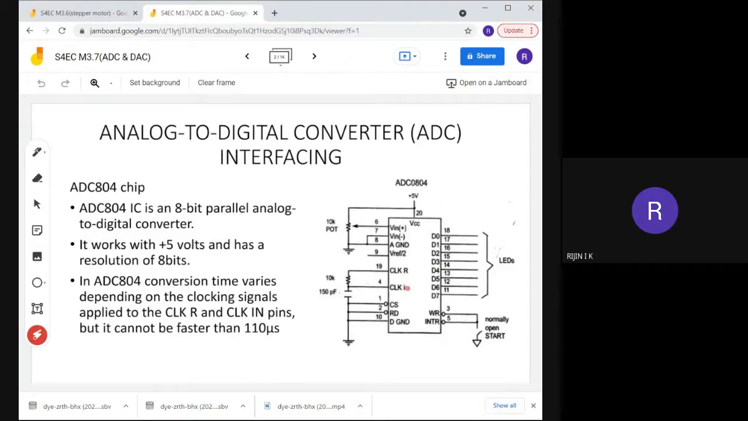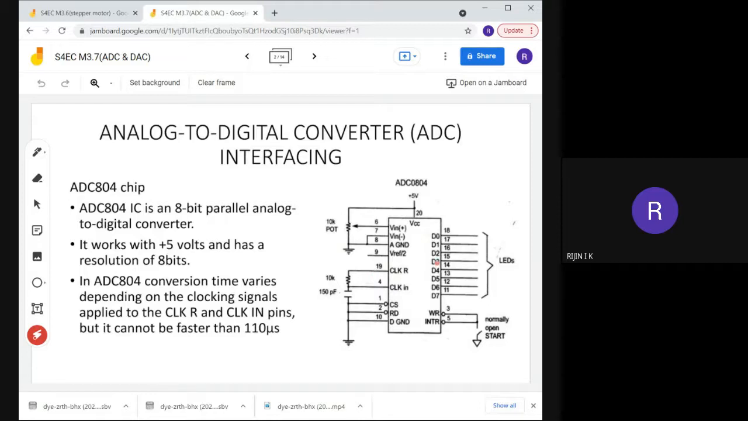Okay, then one more pin is V reference. It is used for the reference voltage. And these pins D0 to D7 are the digital data output pins. Through these pins we can read the digital data from this ADC chip to the microcontroller. Then A ground and D ground: analog ground and digital ground. So these are the different pins in our ADC 804 IC chip.